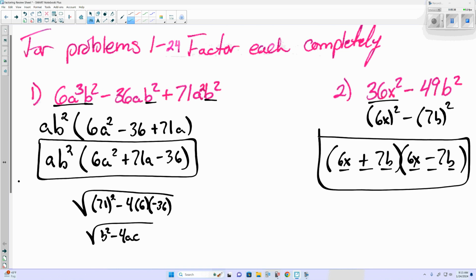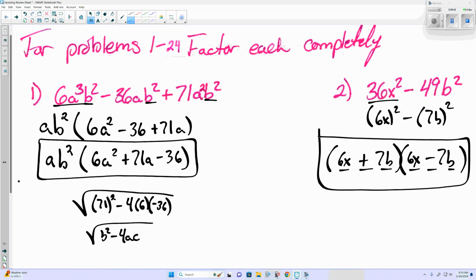So we get 6x plus 7b times 6x minus 7b. Now, if we do notice that it is a difference of perfect squares and you're having trouble figuring out what times itself is the given number, we can take the square root of it. Because the square root of 36 is 6, square root of 49 is 7. The calculator will tell us what those are. We just can't plug the variables in because, again, the calculator has to have a value for said variable.